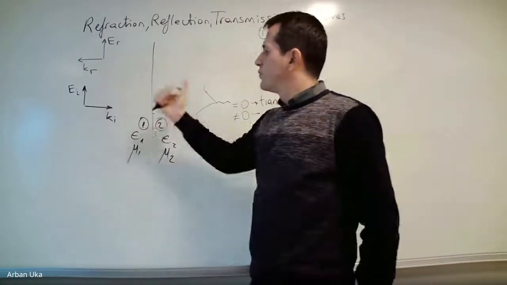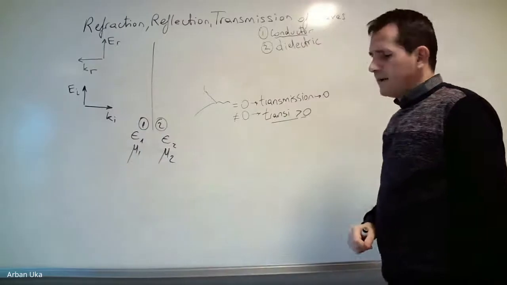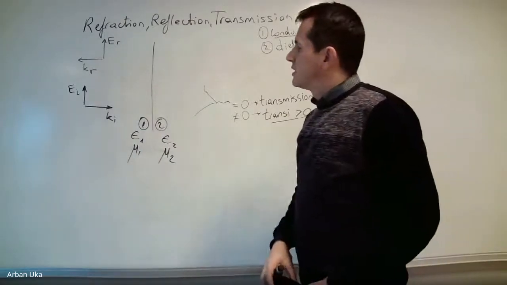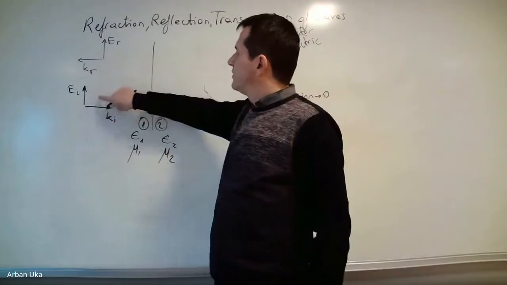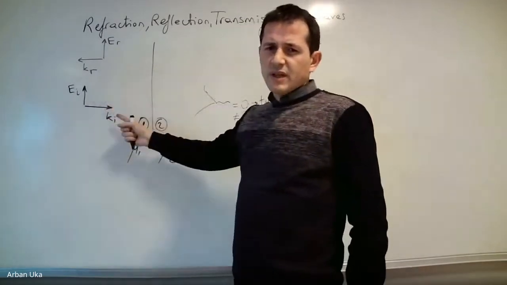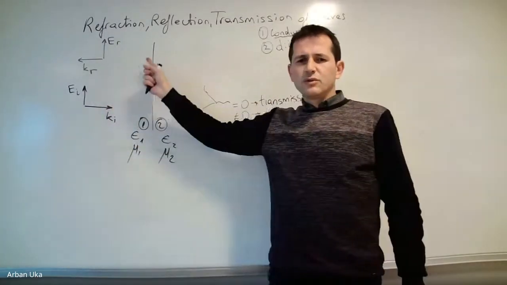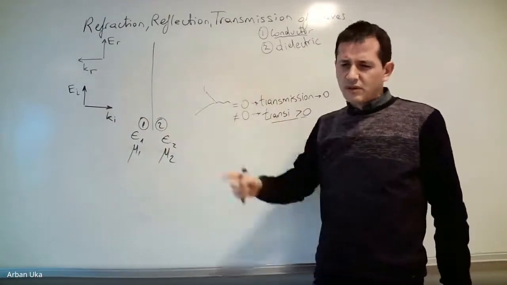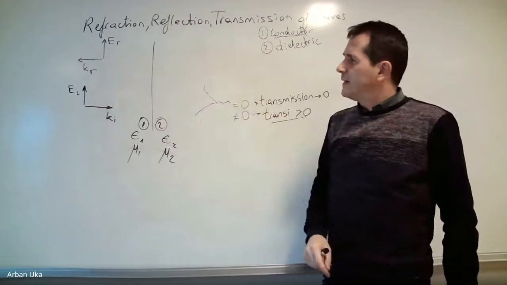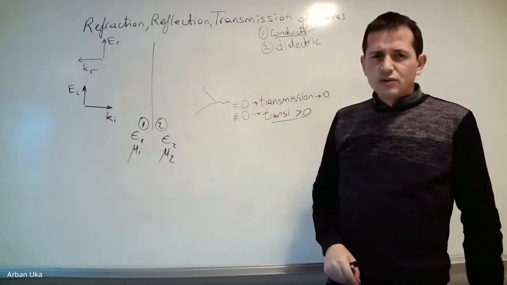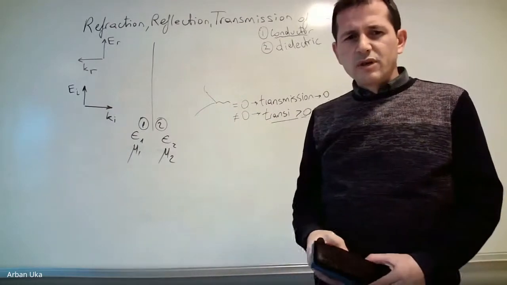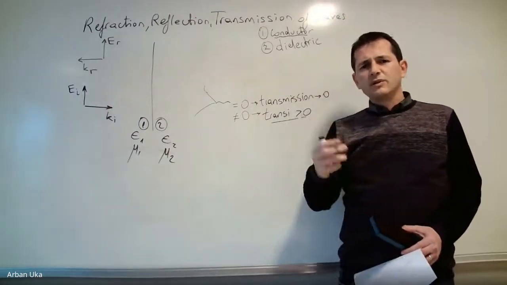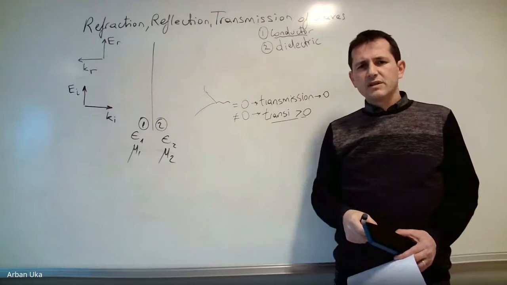So the wave is propagating in this direction. In order to do this, we have to write the complete expressions for the electric field vector and the magnetic field vector, for the incident wave, for the reflected wave, and for the transmitted wave, which is on this side of the region. I want to ask you, what have we done so far when we are dealing with boundaries? Can someone answer this?